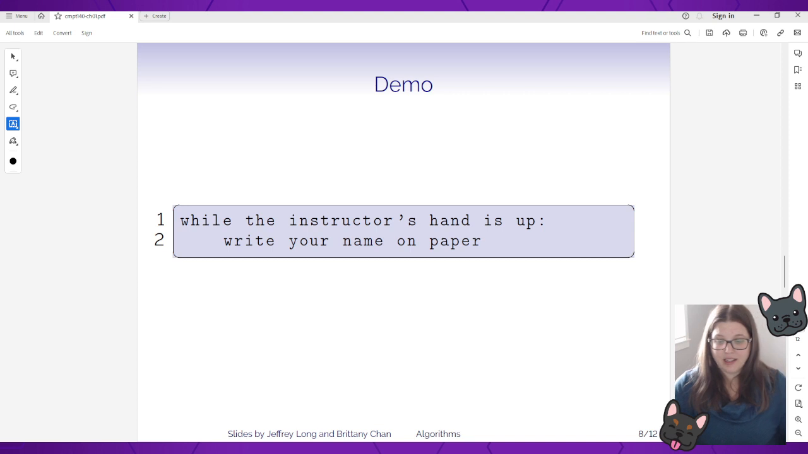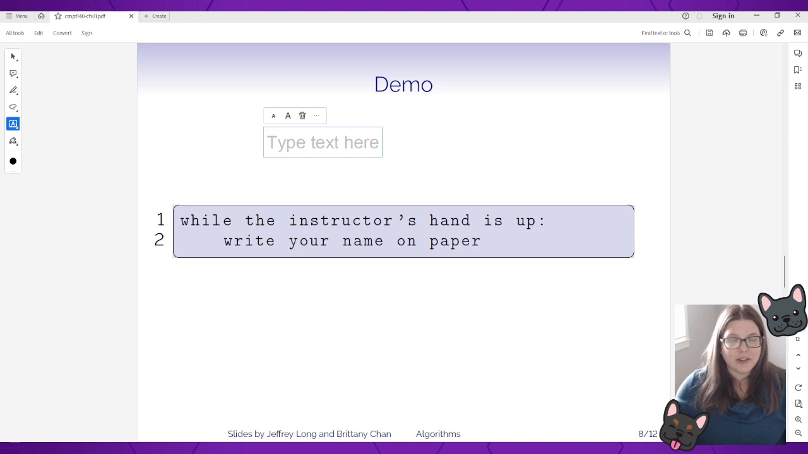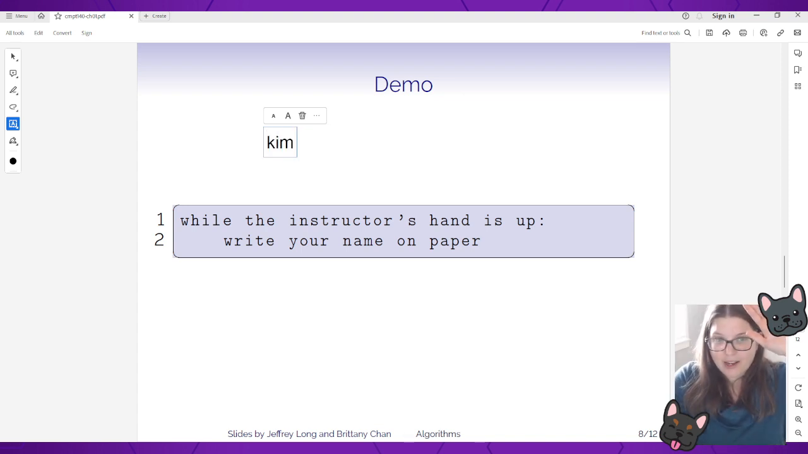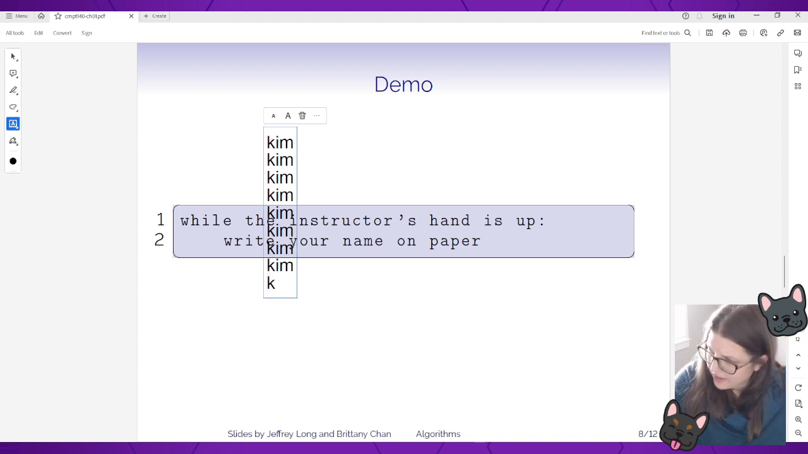Let's think about this. Here's my example for me. Let's assume that I'm a student in this class. I'm also the instructor. It's very confusing. Hand goes up. I start writing, Kim. Well, my task is done. And then I check, is the instructor's hand still up? Well, yes, it is. I guess I gotta write my name again. And is their hand still up? Well, yes. So another time. And I'm still doing my task, but their hand is still up. I guess I need to redo that task and redo it and redo it and continue and continue and continue. And oh, finally, it's done.